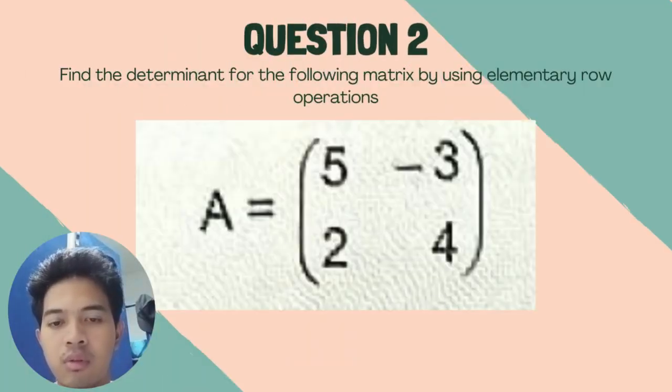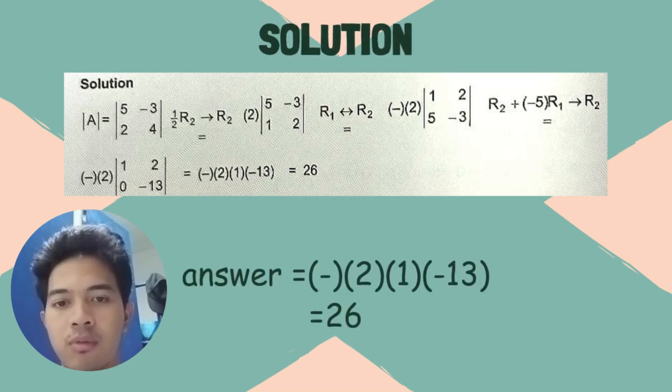Find the determinant of the following matrix by using elementary row operations. This is question 2. For the solution, first we see 1 over 2 R2 to R2, which multiplies the determinant by 2. Next operation, R1 interchange with R2, which just adds a negative. Lastly, R2 plus negative 5 R1 to R2, which doesn't change anything. From the result, negative times 2 times the diagonal entries, which is 1 times negative 13, equals 26.